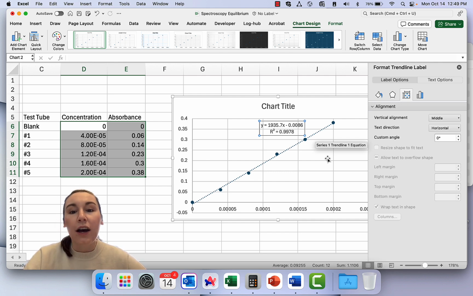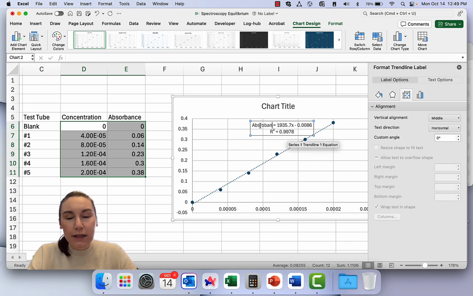So let's jump into the second portion, part 2 of the lab, where we're going to take unknown concentrations but known absorbances, and we are then going to plug those in for our y equals mx plus b. So here, I'm going to try to rewrite this. Y is absorbance and x is concentration.